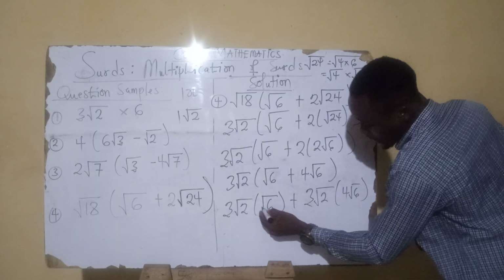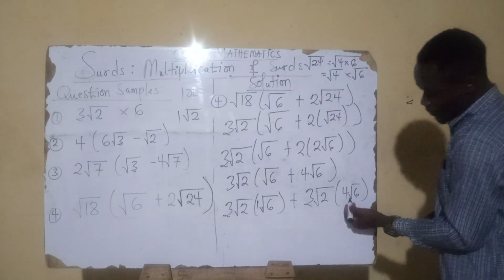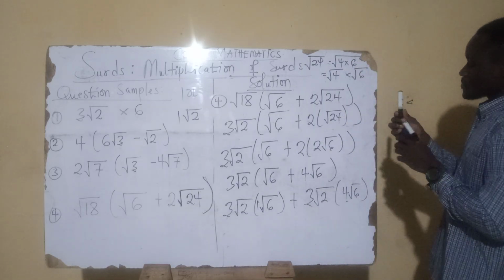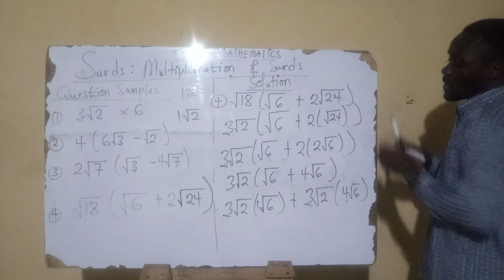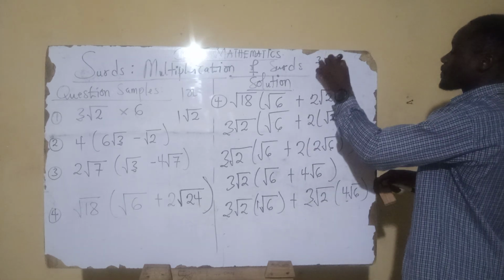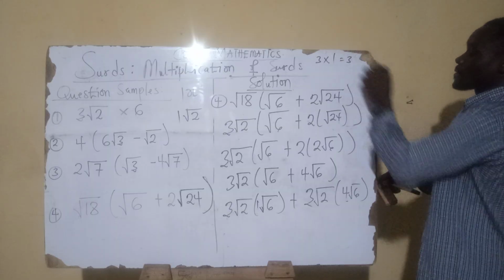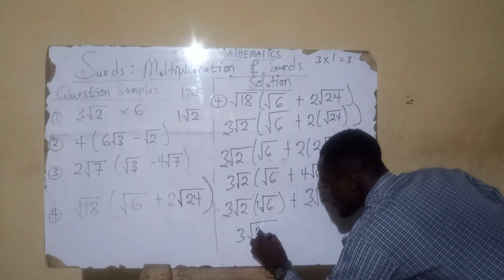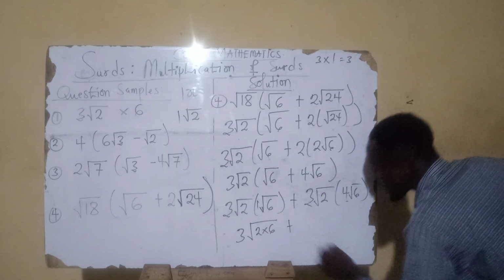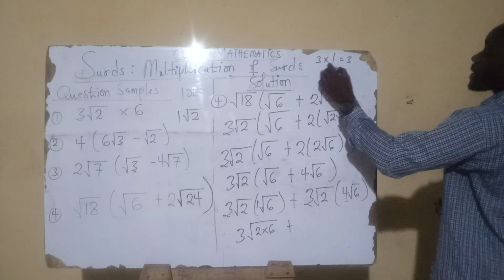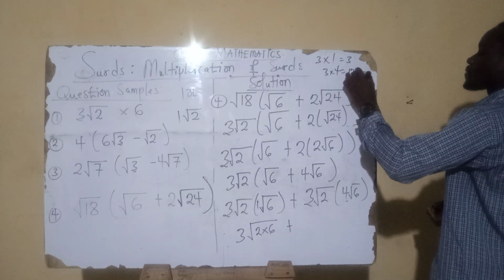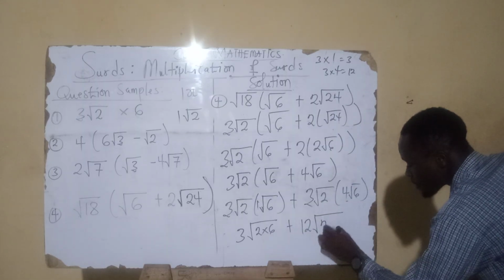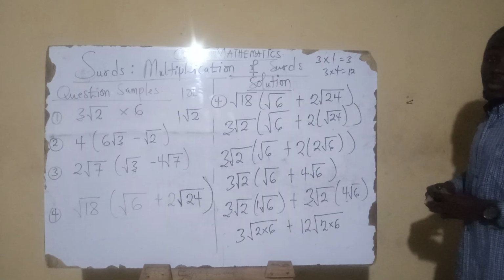Now this one has a coefficient, which is what? 1. So the 3 here will multiply the 1, which is the coefficient. So I have 3 times 1. So I'm going to get what? 3. Yeah, I'm getting 3 root of 2 multiplying 6. Plus, here the 3 will multiply 4. So I have 3 times 4, which is giving me what? 12. I have 12 root of 2 multiplying 6. So 2 times 6. Okay, very good.